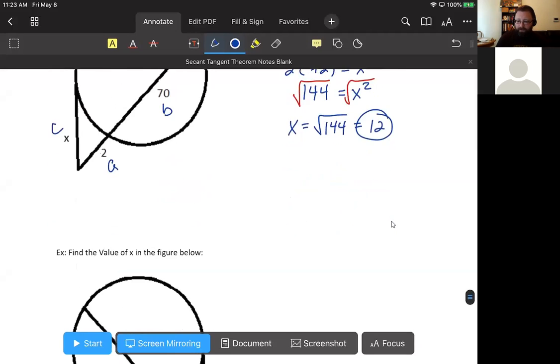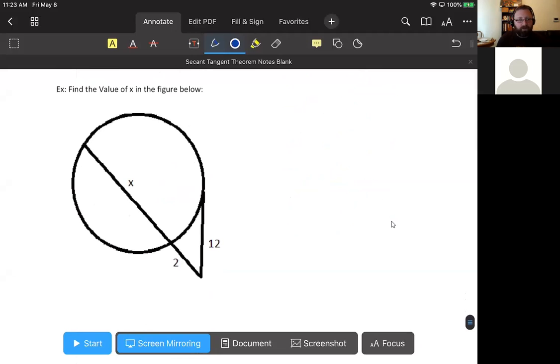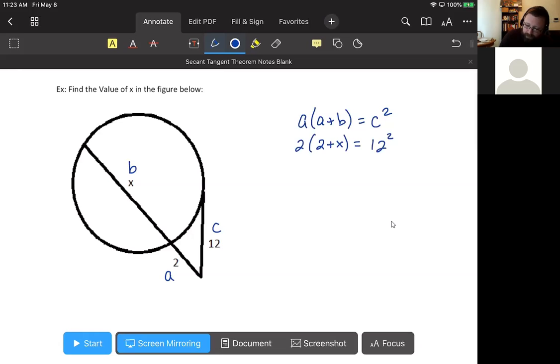Okay, here it is, folks, your last example of the school year. Once again, we have our format. A times A plus B equals C squared. That is the equation we will use every single time that we have a secant and a tangent intersecting. A is 2, B is x, and C is 12. So we have 2 times 2 plus x equals 12 squared.